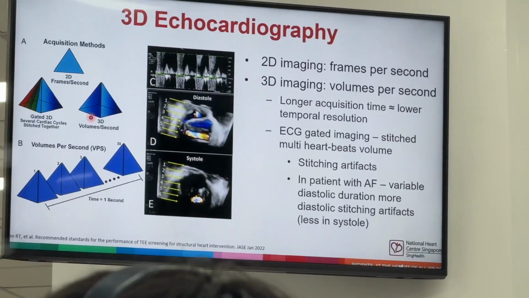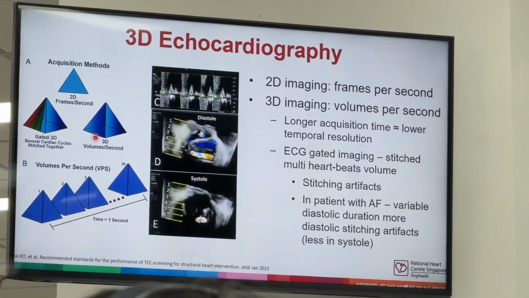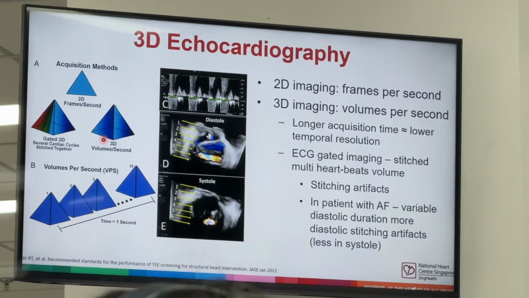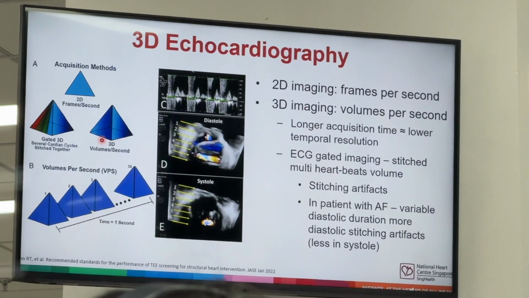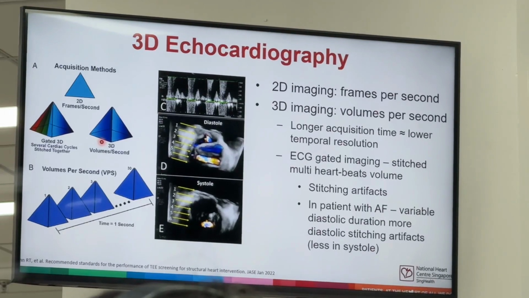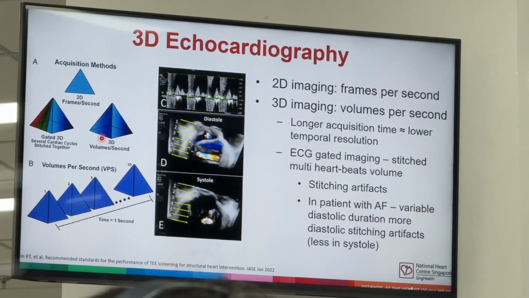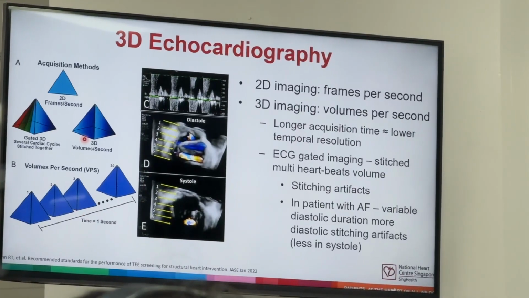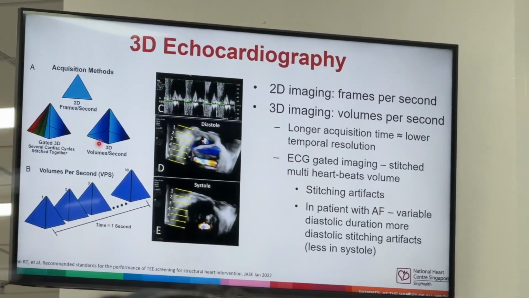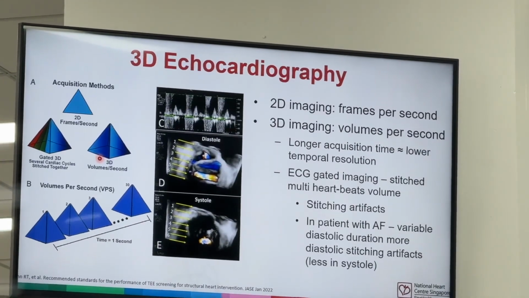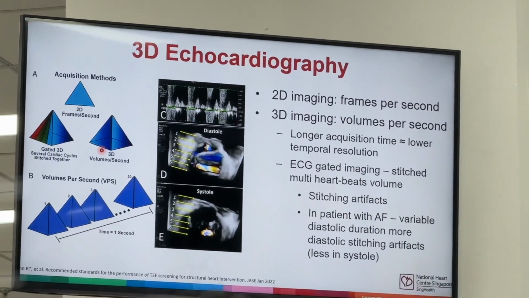As you can see here, to improve the volume rate or the temporal resolution, we can do ECG gated imaging. ECG gated imaging can have a potential artifact, which we call a stitching artifact, because the images are actually taken from multiple different cardiac cycles and then stitched together.